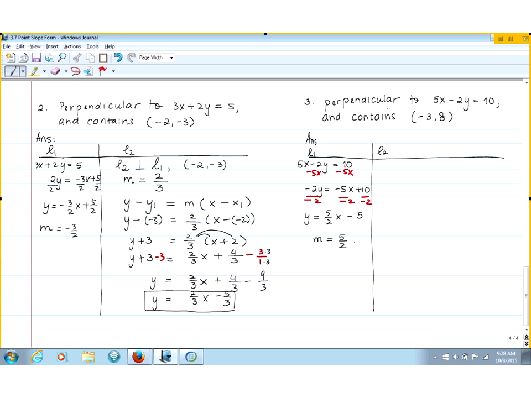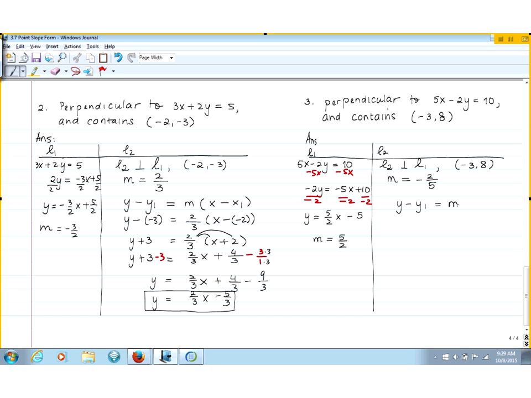Good. Now, what do we know about line 2? L2 is perpendicular to L1. What else? It passes through negative 3, 8. Then what? The slope is negative 2 over 5. Yes. So this is positive, it becomes negative, and then we flip. Now, is this a y-intercept? No. So what do you do?